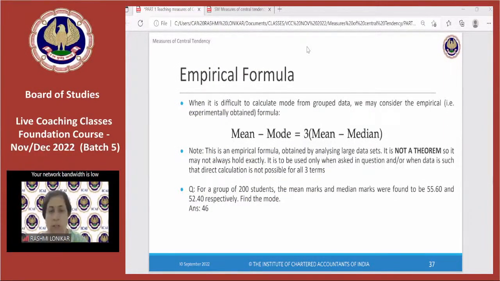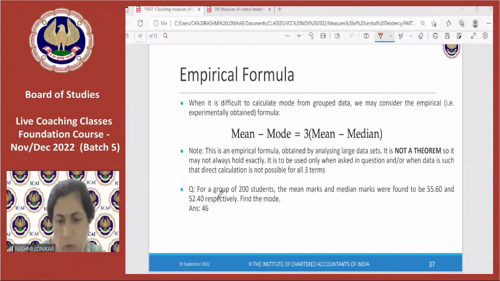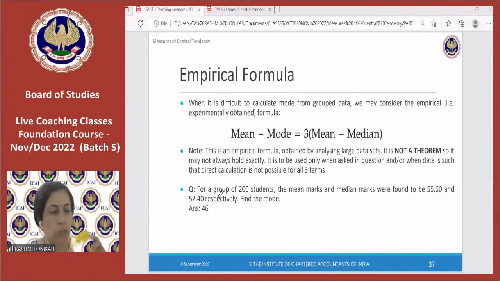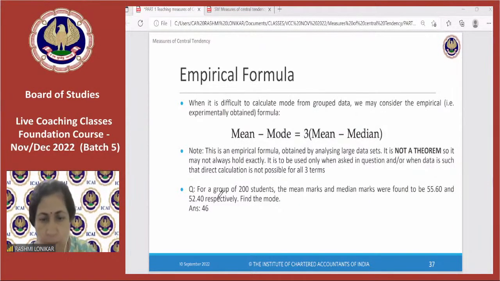Empirical formula. What does empirical formula mean? That it has been developed by analyzing a large sum of data, and then it has been found that for a large group of data, mean minus mode is equal to 3 times mean minus median. That means if you have the mean and the median, then you can find the mode using this formula for a large group of data.